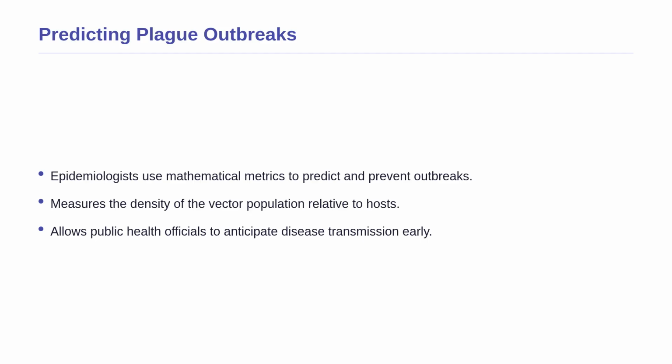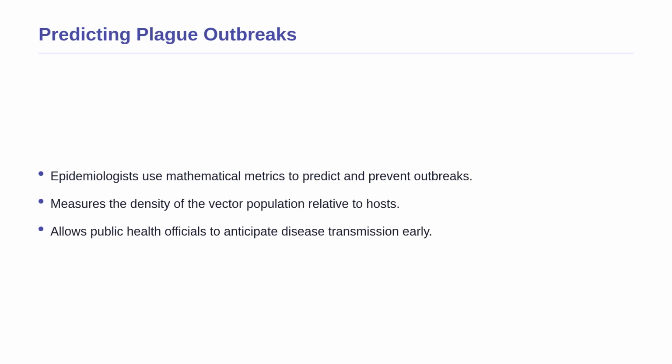Now that we understand the biological mechanism of transmission, how do we stop it? To predict and prevent plague outbreaks, epidemiologists cannot just look at individual fleas. They must look at populations. They rely on mathematical metrics to quantify the exact risk level in a given environment.